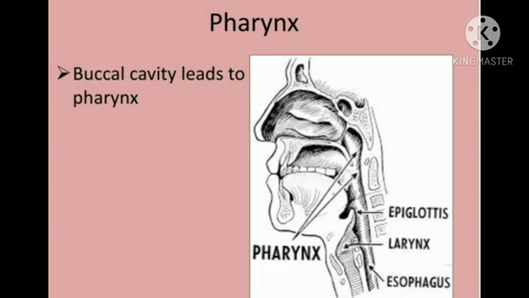The epiglottis closes during the swallowing action and prevents the entry of food into the trachea. What is the function of epiglottis? It closes during the swallowing action. When we swallow any food, the epiglottis closes down and prevents the entry of food into the trachea.